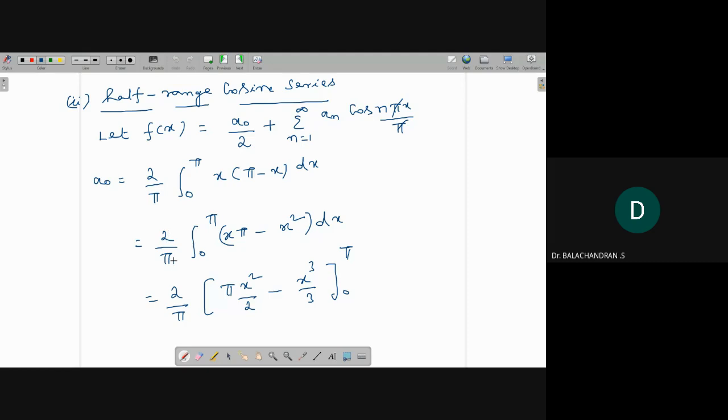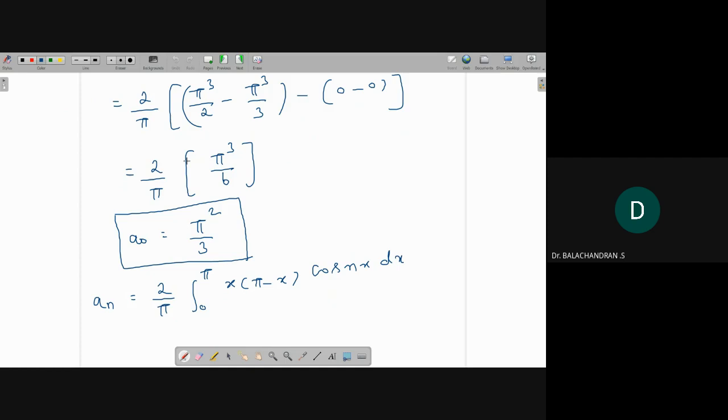So 2 by pi, integral 0 to pi, x into pi minus x, into dx. I think you can easily find the a naught, so I don't want to spend the time here. So a naught is pi square by 3. Next an. an is what? 2 by L. L is pi. Integration from 0 to pi, f of x is x into pi minus x into cos nx. So now you need to integrate this.